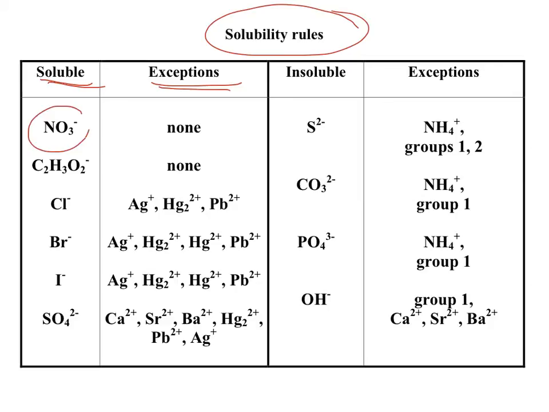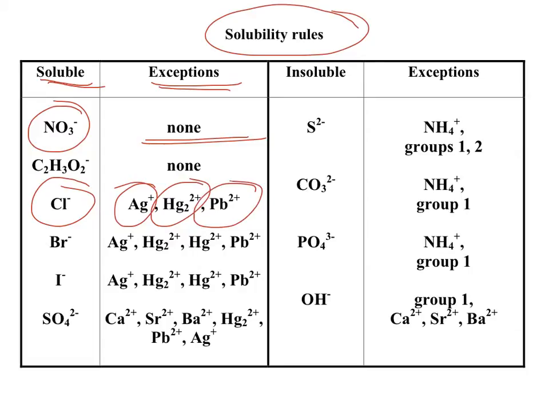For example, nitrates. All nitrates dissolve in water, no exceptions. So sodium nitrate, potassium nitrate, iron nitrate, every nitrate dissolves in water. All chlorides dissolve in water. But there are exceptions. Silver chloride does not dissolve, mercury chloride does not dissolve, and lead(II) chloride does not dissolve. Same thing with iodides. All iodides dissolve in water except for these specific iodides that are mentioned here.